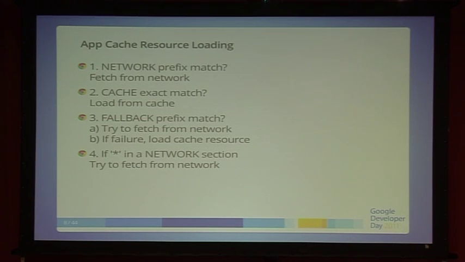If the fallback section has a prefix match, then we try to fetch it from the network first. And if that fails, consult the local cache. And if you have a star in the network section, then any other file should be downloaded from the network and not cached.